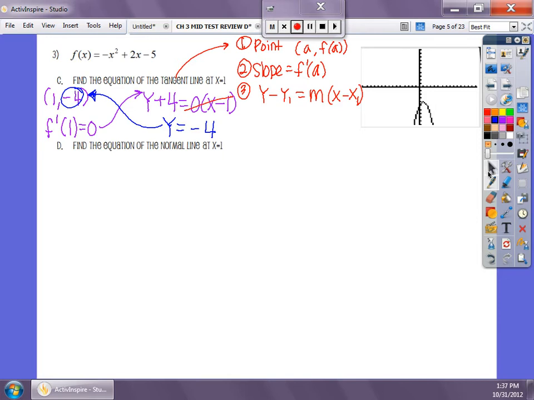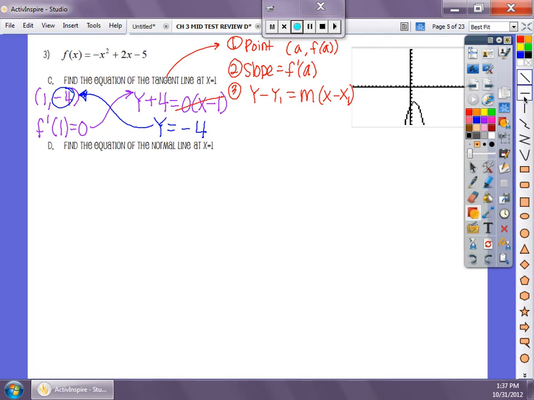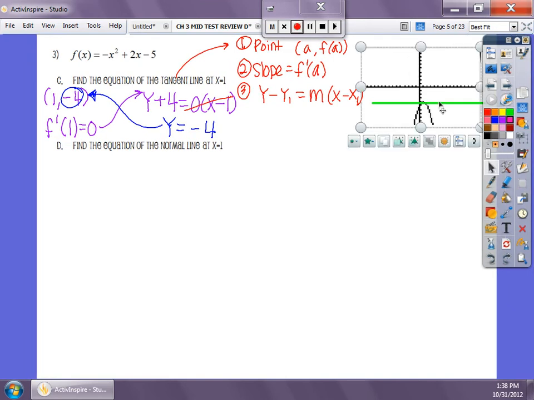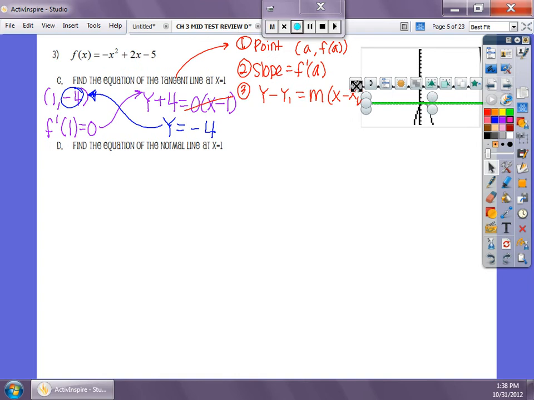So over here, I believe somewhere, I am going to create the tangent line in bright green, I guess. So I want to make it a little bit more accurate. So there's the tangent line. The reason why the equation looks funny is because the tangent line is horizontal. How did we know it was horizontal? Because the slope here was 0.